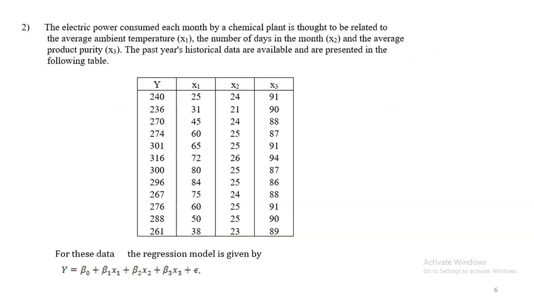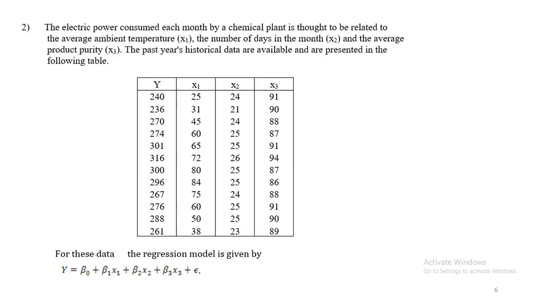And a second example: the electric power consumed each month by a chemical plant is thought to be related to the average ambient temperature x1, the number of days in the month x2, and the average product purity x3. The past year's historical data are available and are presented in the following table. You can see the y values and the associated independent variable values x1, x2, and x3.